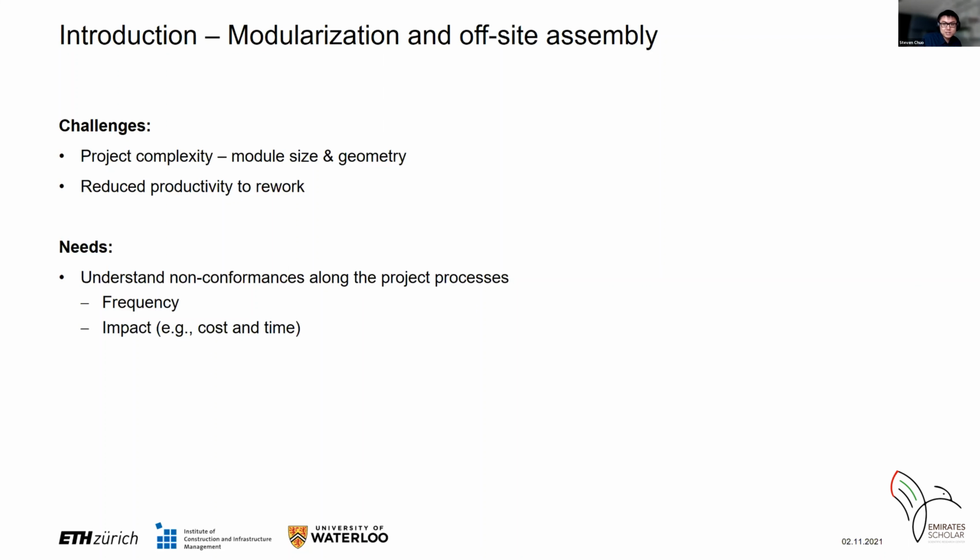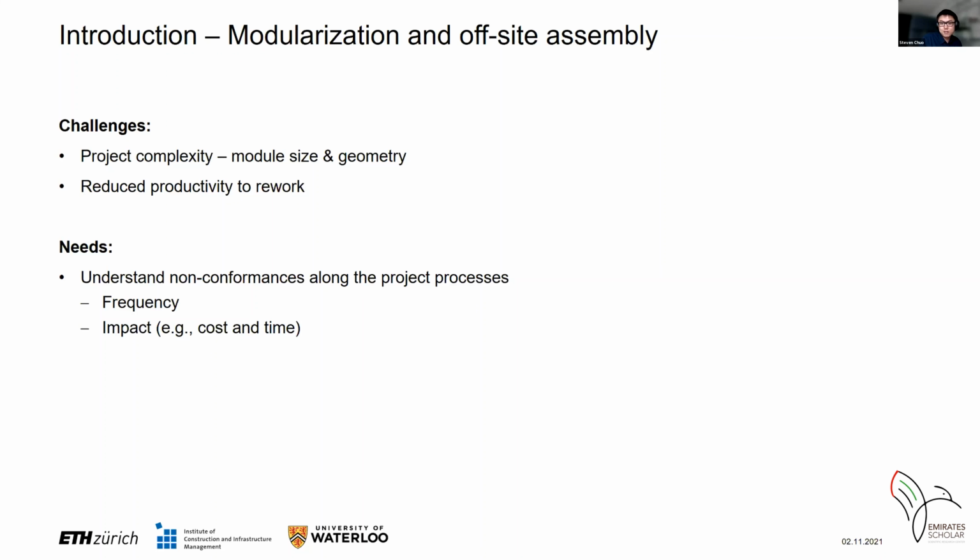Now, as you can imagine, this is a significant waste of resources, resulting in reduced overall productivity, represented by additional time and manpower spent on correcting the errors. To improve the productivity and continuous flow of prefabrication and construction, it is necessary to identify and better understand non-conformances along the project processes that would cause reworking.